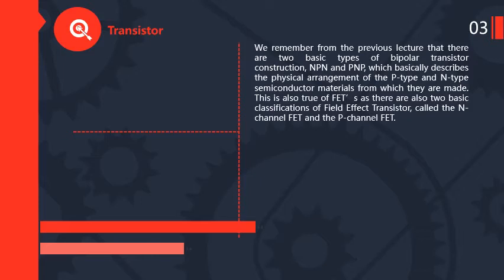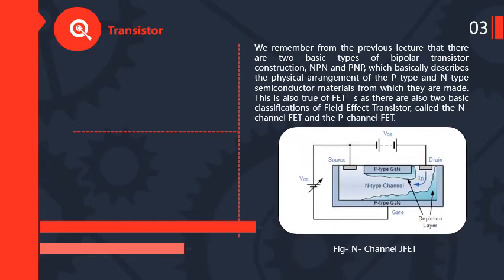We remember from the previous lecture that there are two basic types of bipolar transistor construction, NPN and PNP, which basically describes the physical arrangement of p-type and n-type semiconductor materials from which they are made. This is also true of FET, as there are also two basic classifications of field effect transistor called the N-channel field effect transistor and the P-channel field effect transistor. This is the diagram for N-channel junction field effect transistor.